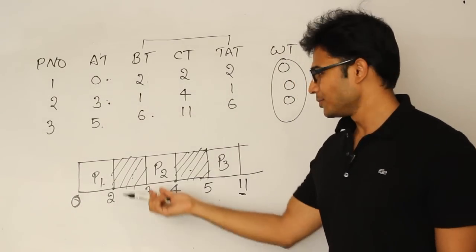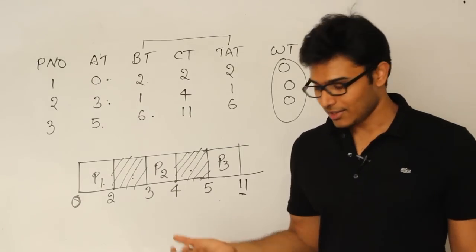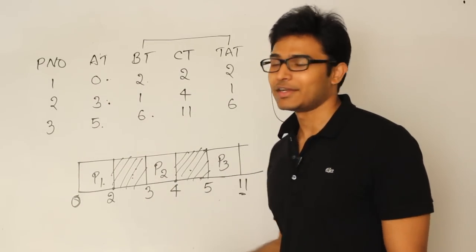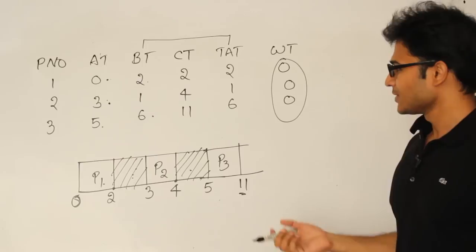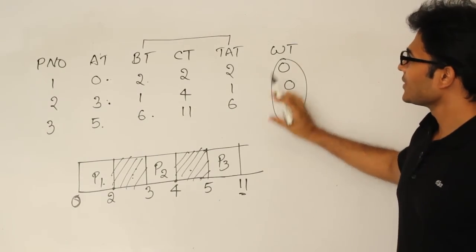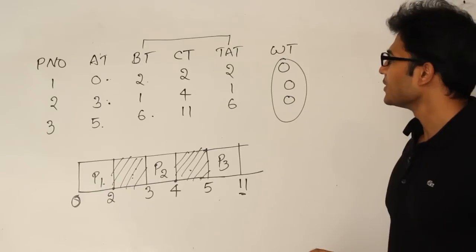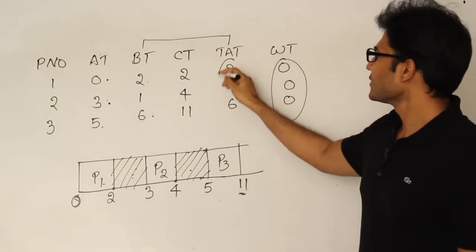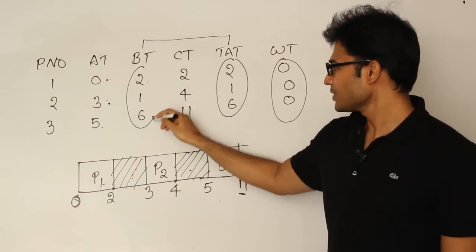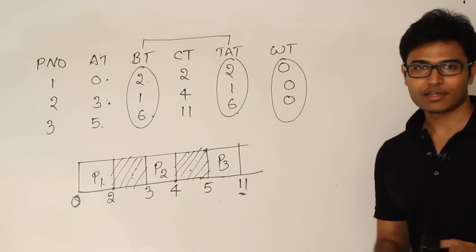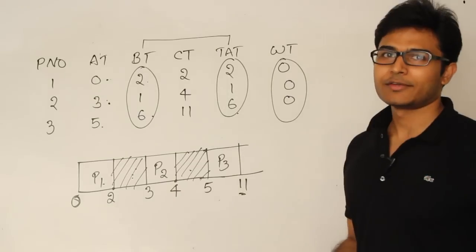So the waiting time of all the processes is 0 because no process is actually waiting for the CPU. In fact, the CPU is waiting for the process, isn't it? It is like no student is waiting for the teacher. In fact, the teacher is waiting for the students. Funny, right? So the average waiting time is going to be 0 in this case, and the average turnaround time is going to be the same. And interestingly, turnaround time is equal to burst time here. What could be the reason? As and when a process arrives, it is immediately scheduled, right?